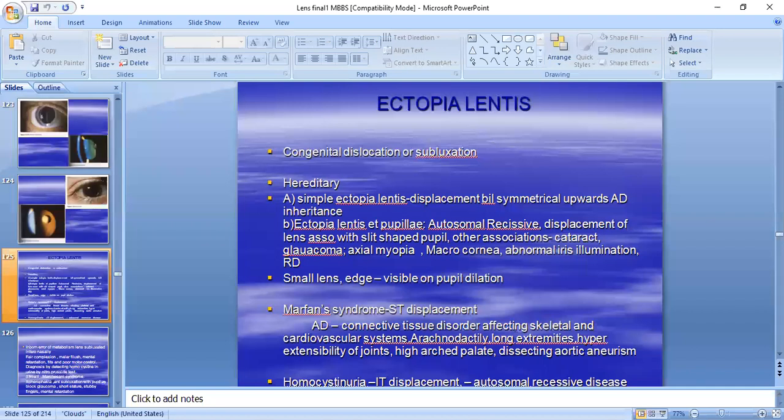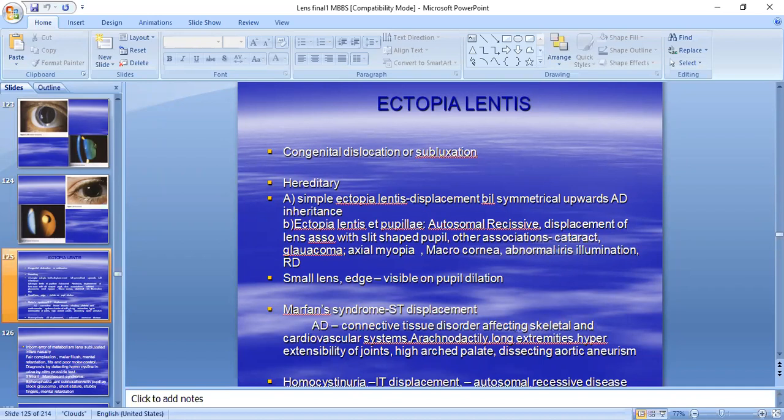Ectopia lentis et pupillae is another condition, inherited in an autosomal recessive manner, with displacement of the lens associated with a slit-shaped pupil, and they go in opposite directions. If the lens displacement is nasal, the slit-shaped pupil will be toward the temporal side. Associations include cataract and glaucoma, axial myopia, and macrocornea. An abnormal iris transillumination pattern will be there, and retinal detachment is also seen in these cases.